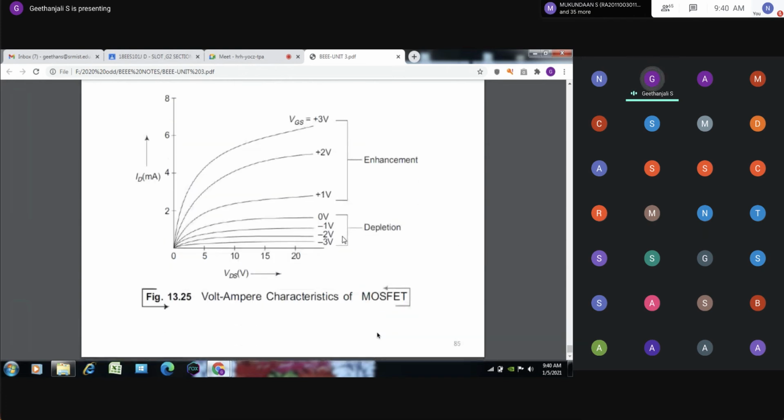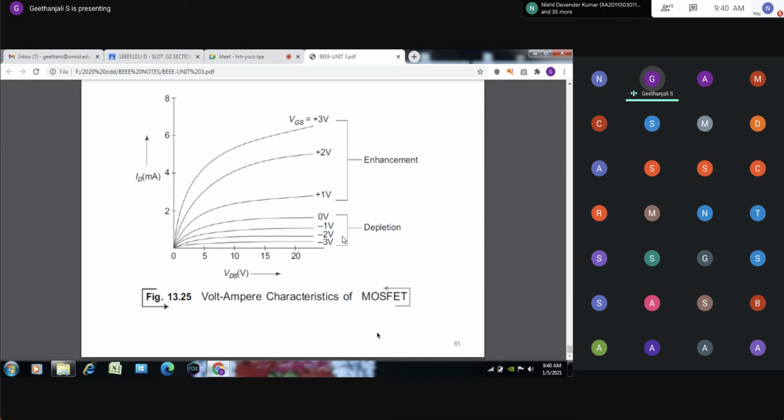So this is the characteristics for the enhancement MOSFET. This is the volt-ampere, the VA characteristics of the MOSFET. It is drawn between the voltage across the drain and source and the drain current. Under this category, the gate to source voltage is maintained constant. It may be positive or negative.